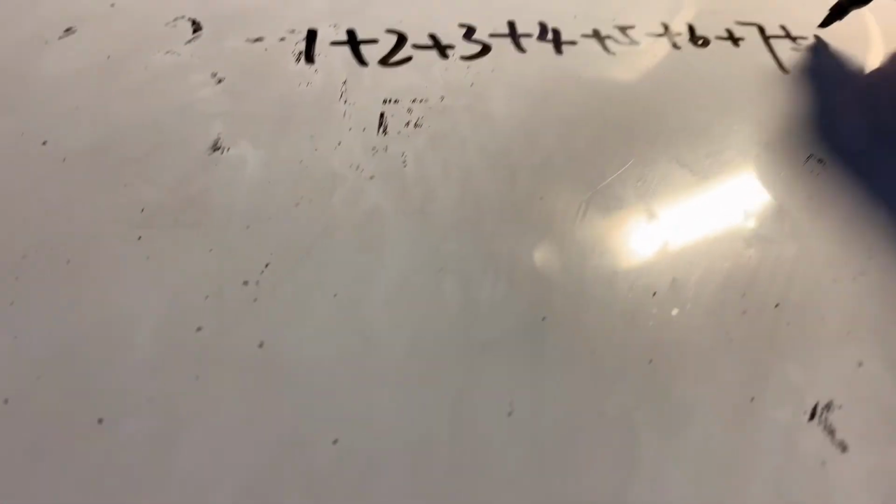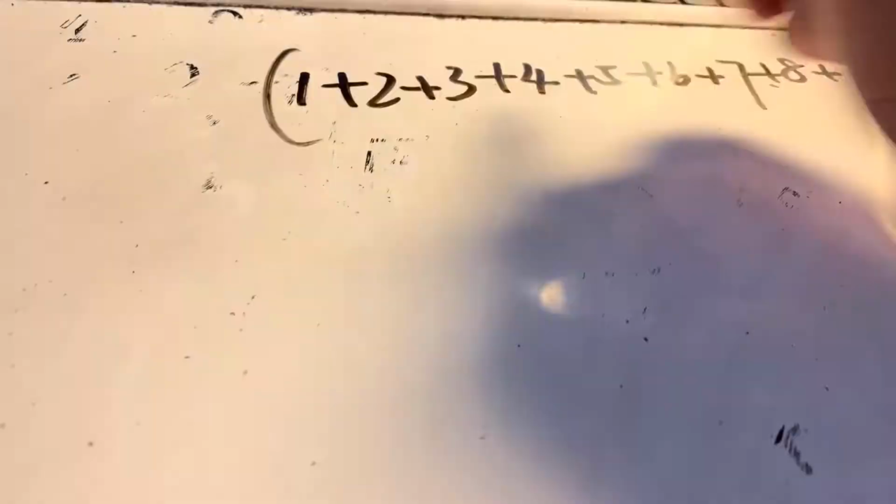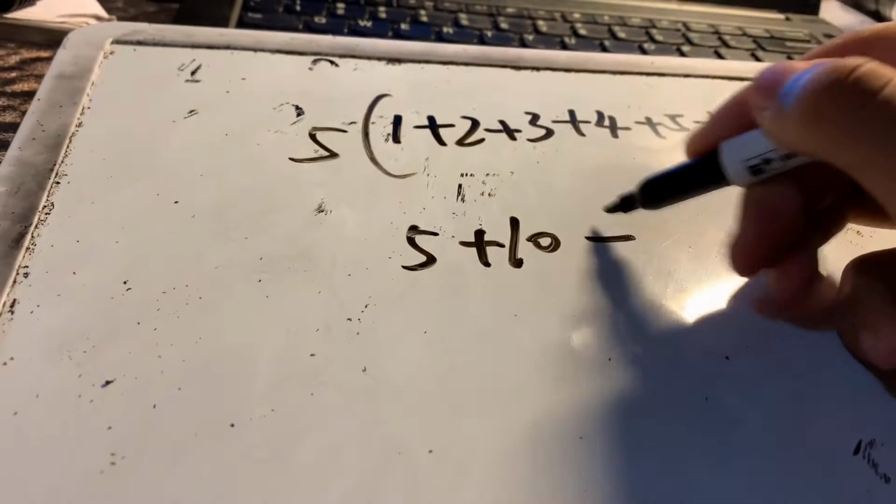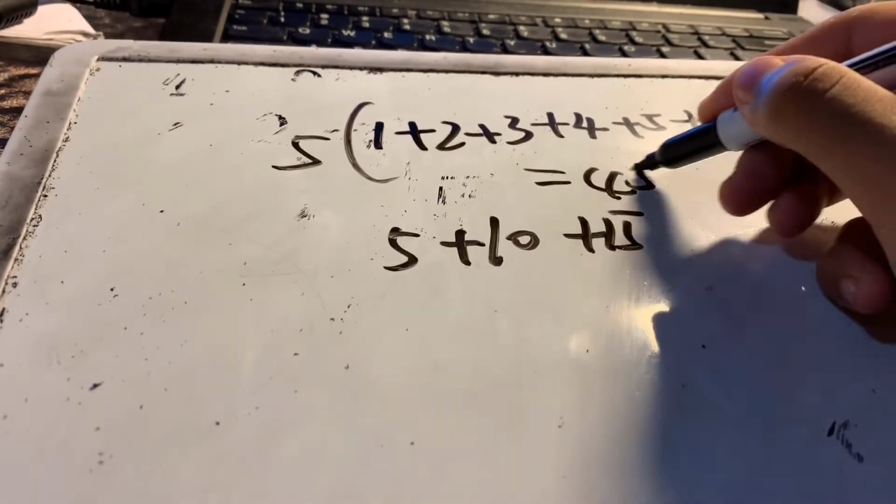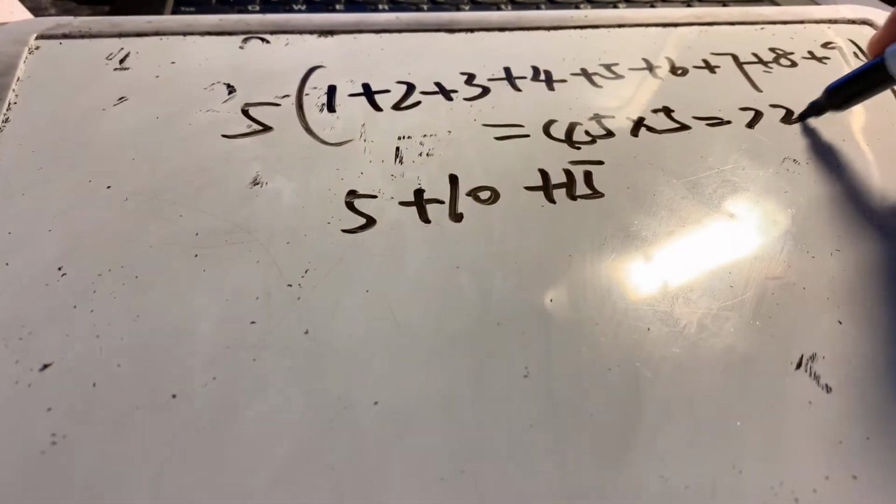To do this problem, we can just use a ratio to solve it. We can see that if we multiply this side by 5, then it is going to be equal to this. Therefore, the answer is 45 times 5, which is 225.